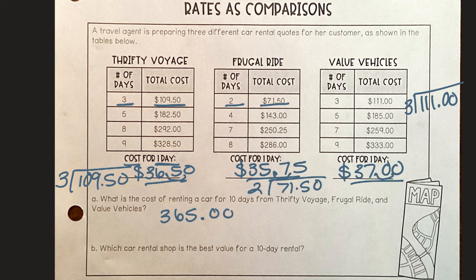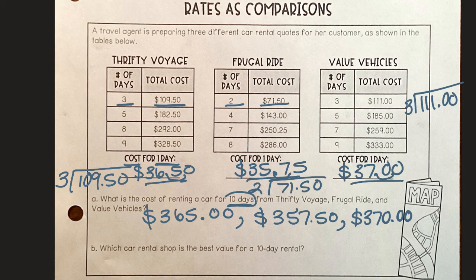$365 for 10 days. That would make Frugal Ride $357.50 for 10 days. And Value Vehicle $370.50. So it's super important when dealing with rates to be able to find your unit rate so that you can then compare to a bigger number. If you know your unit rate, then all you have to do is multiply that number by however much the question is asking.